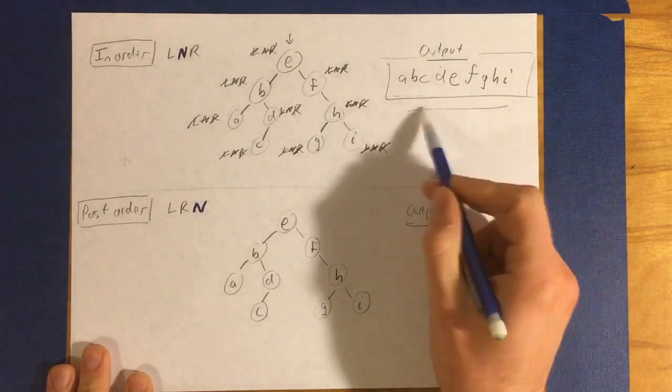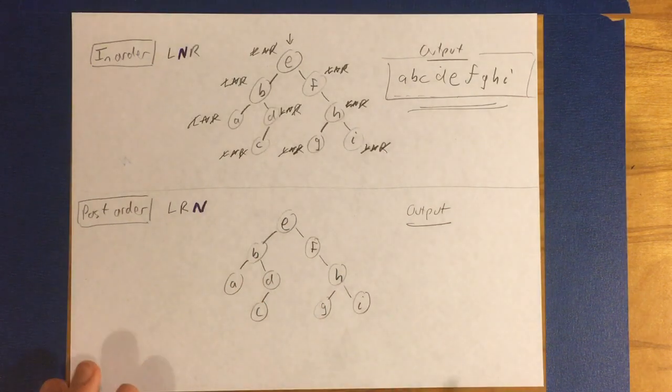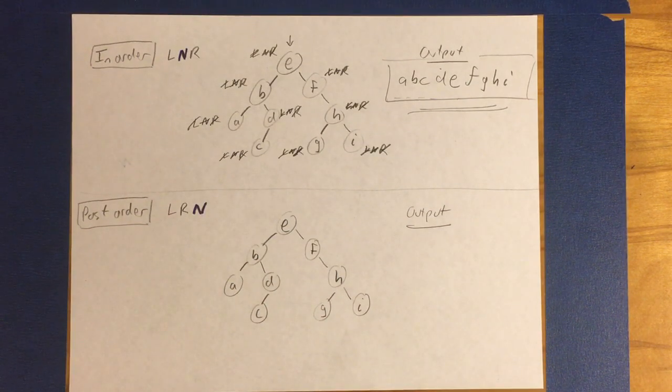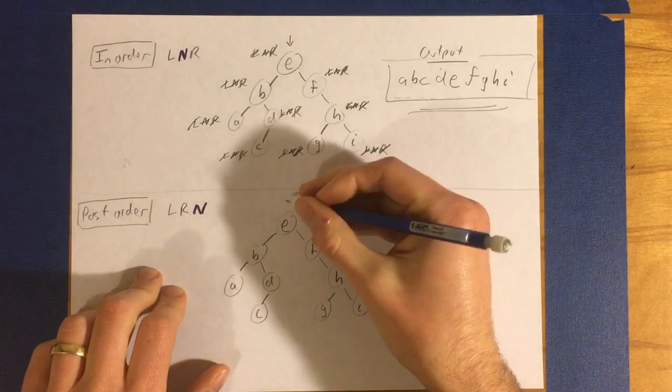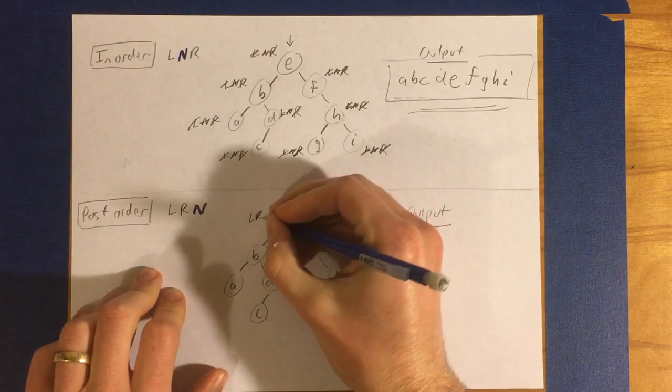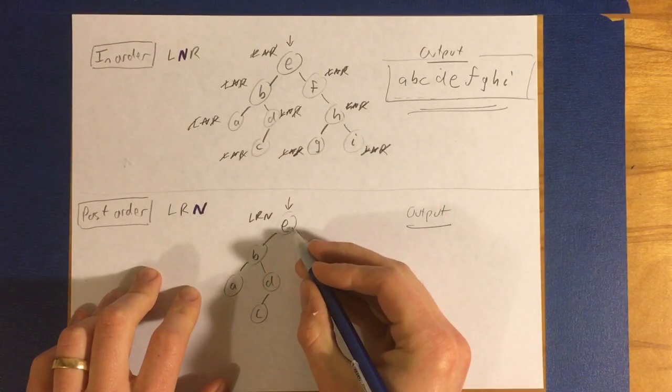So if you wanted this in particular, you would use this algorithm. So the last one is post order, and in the post order algorithm, we're going to do left and right first and then visit the node last. So let's begin at the root. All right, first thing you have to do is go left. Go left.